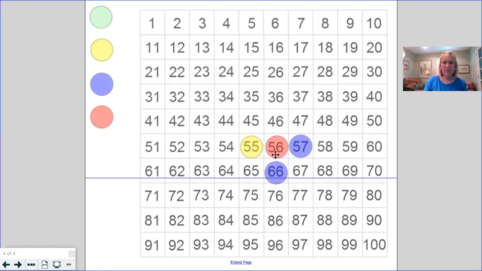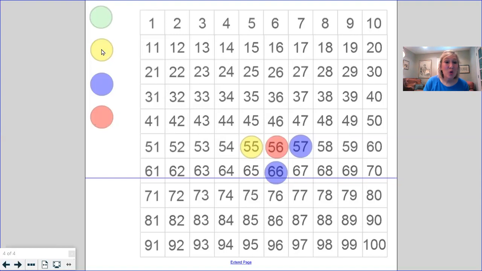Now, what if I wanted to take away a 10? I had 56 cents, but someone took 10 cents away from me. Can you guess where I would go on the hundreds chart?